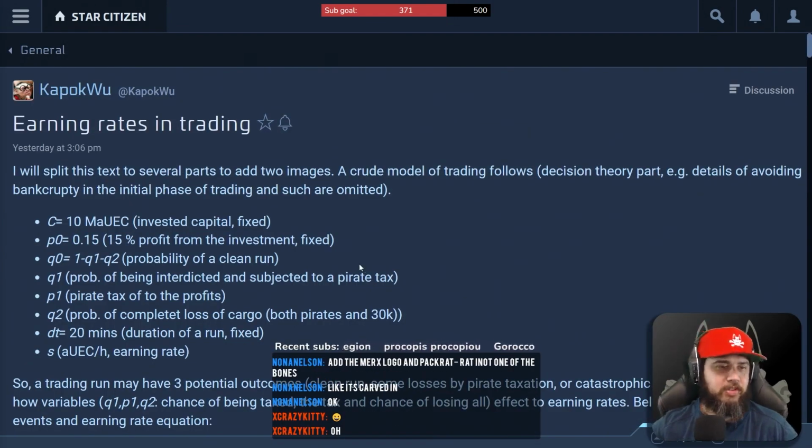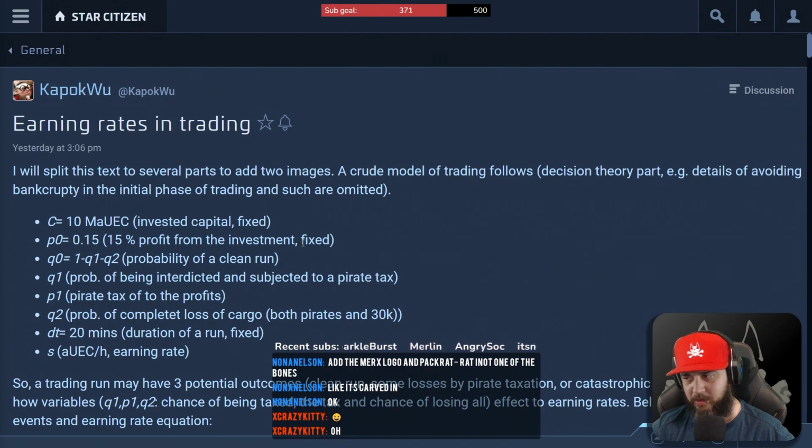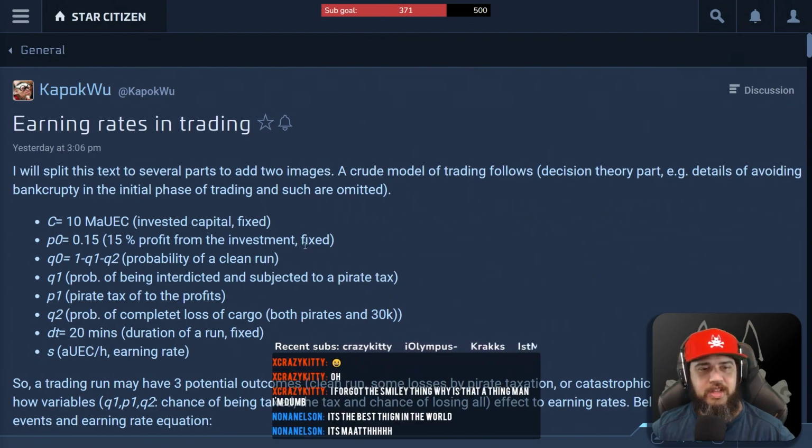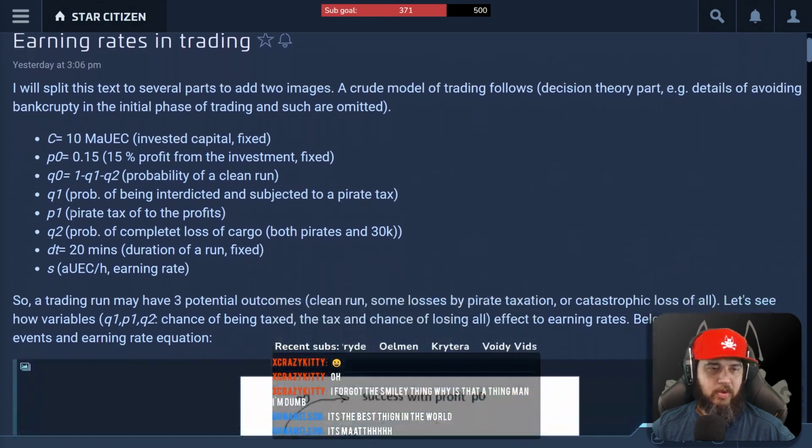Alright, here we go. Earning rates and trading. We'll go back to the previous one in a moment. So, this is the catalyst for the one that we're actually reacting to. I'll split this text into several parts to add two images. A crude model of trading follows. Decision theory part, e.g. details of avoiding bankruptcy in the initial phase of trading and such are omitted. And then we've got all this, essentially a small legend of what the different symbols represent.